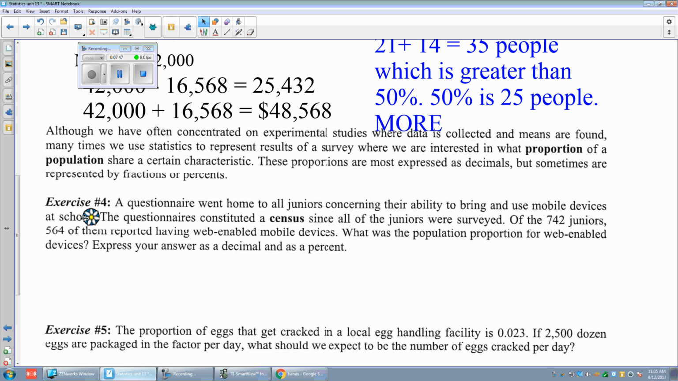So here's exercise number 4. A questionnaire went home to all juniors concerning their ability to bring and use mobile devices to school. The questionnaires constituted a census. Why is it a census? Because all juniors were surveyed. That's the difference between the census and the survey. Everyone was asked. Of the 742 juniors, 564 of them report having web-enabled devices. What's the population proportion?